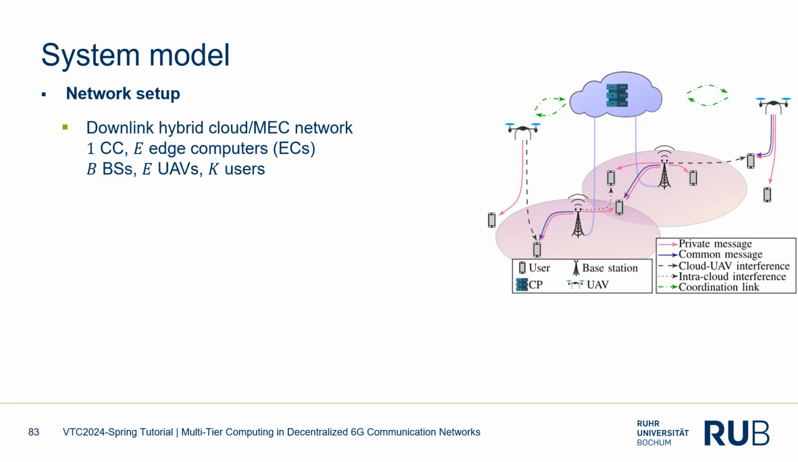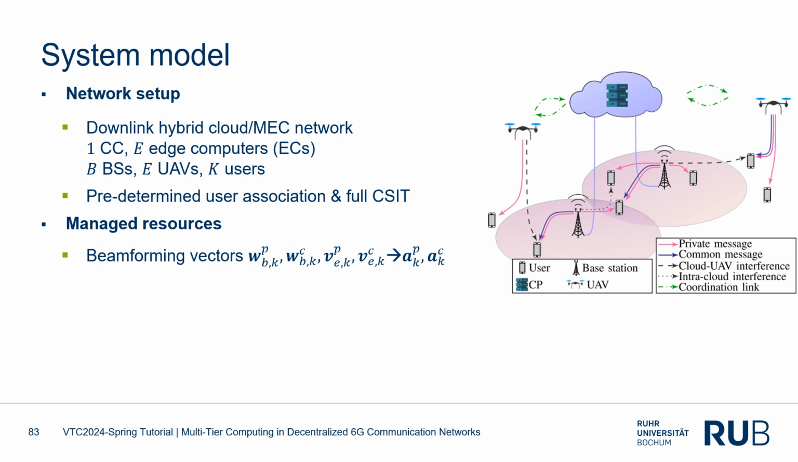Now, network setup. Again, we are in a downlink hybrid cloud mobile edge computing network with 1 CC, E edge computers, B base stations, UAVs, and K users. We have predetermined user association and full CSIT. We again manage the beamforming vectors for the base stations and also for the UAVs, which are denoted as W and V, and they are together formed as a global beamforming vector A.